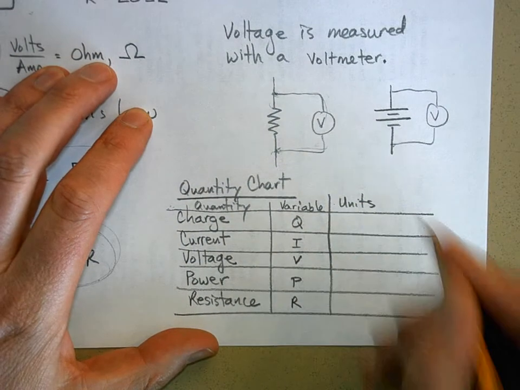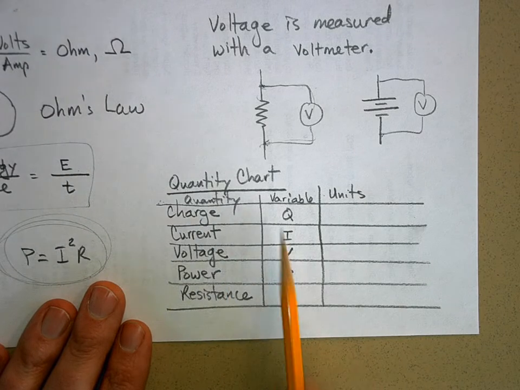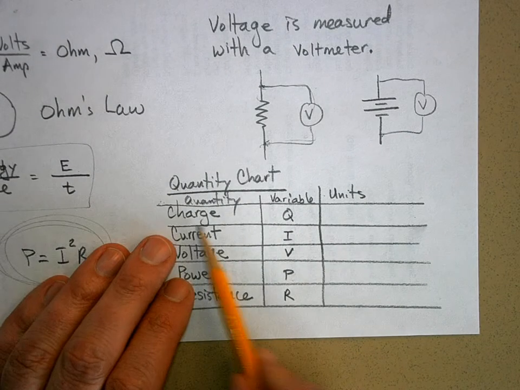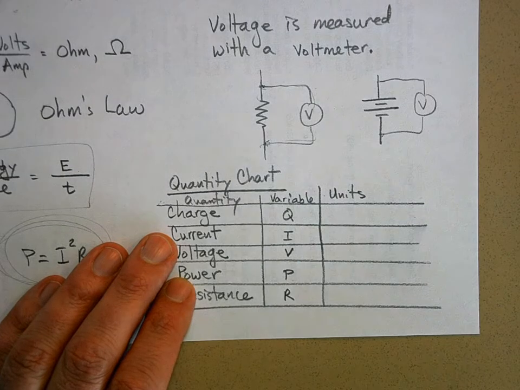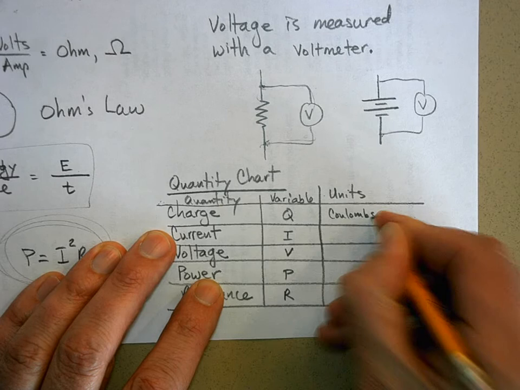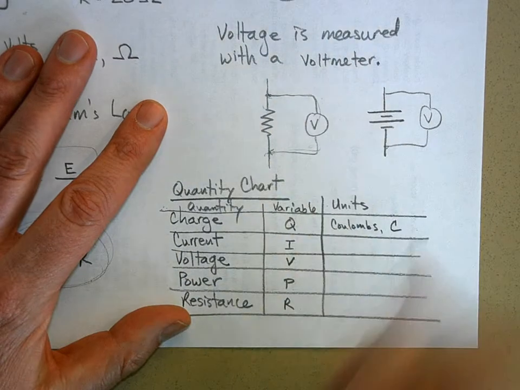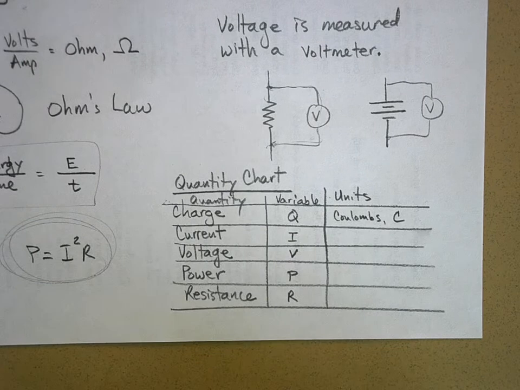Now we're going to talk about the units. And by the way, this is a quantity chart where you have the quantity, the variable, and the units. What units do we have for charge? Coulombs. I hate it when I do that. And we use the letter C to abbreviate it. So you put the unit and its abbreviation.